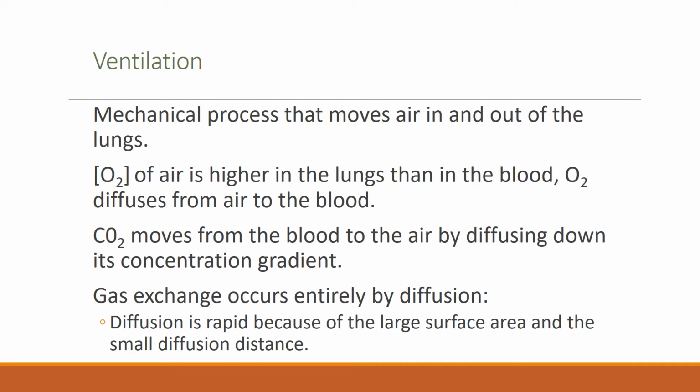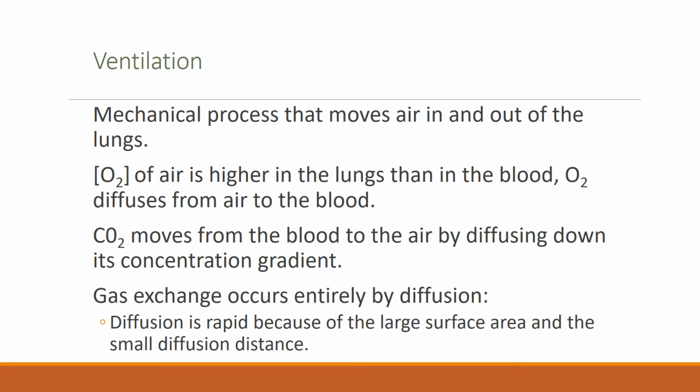With ventilation, again, this is the mechanical process that moves air in and out of our lungs, and it has to do a lot with changes in lung volume as well as with the use of our thoracic and abdominal muscles. Oxygen concentration is going to be greatest in the air, and the lungs also have a higher concentration of oxygen as compared to our blood, so oxygen is going to diffuse from the air into the blood via the lungs. Carbon dioxide, though, is going to move from the blood into the air by diffusion down its concentration gradient.